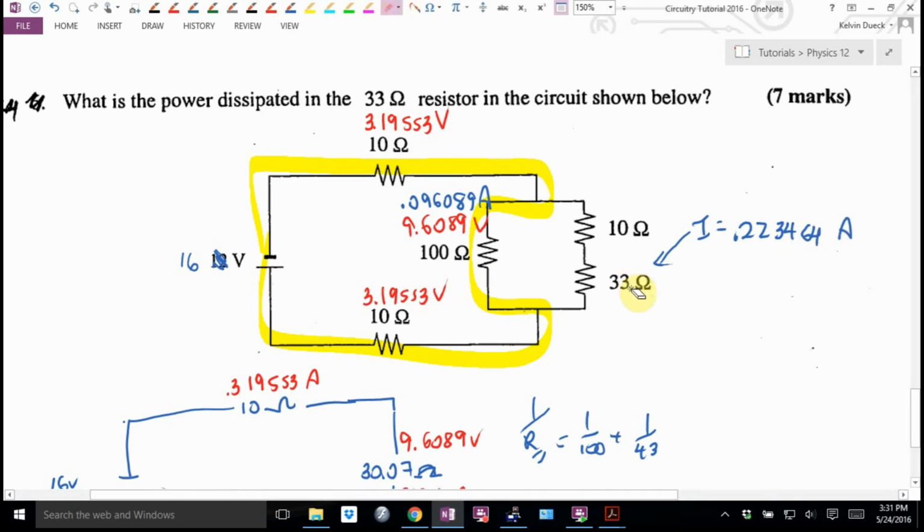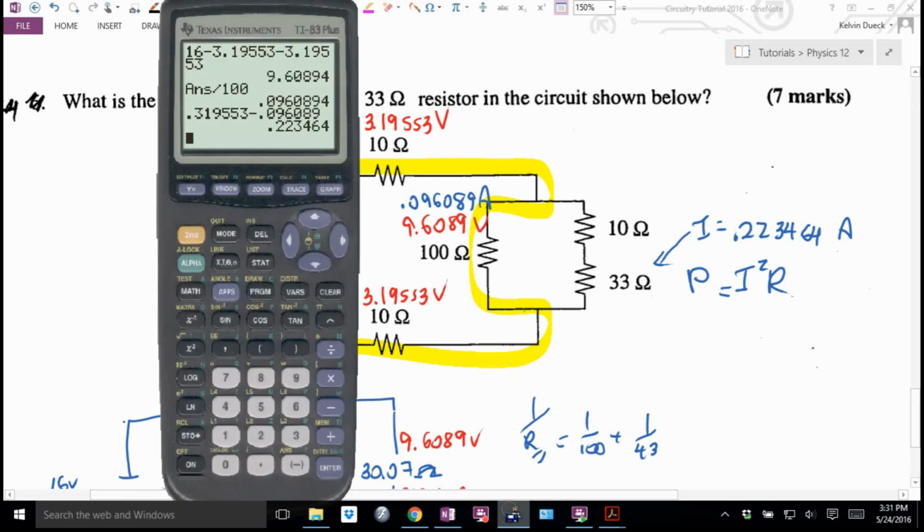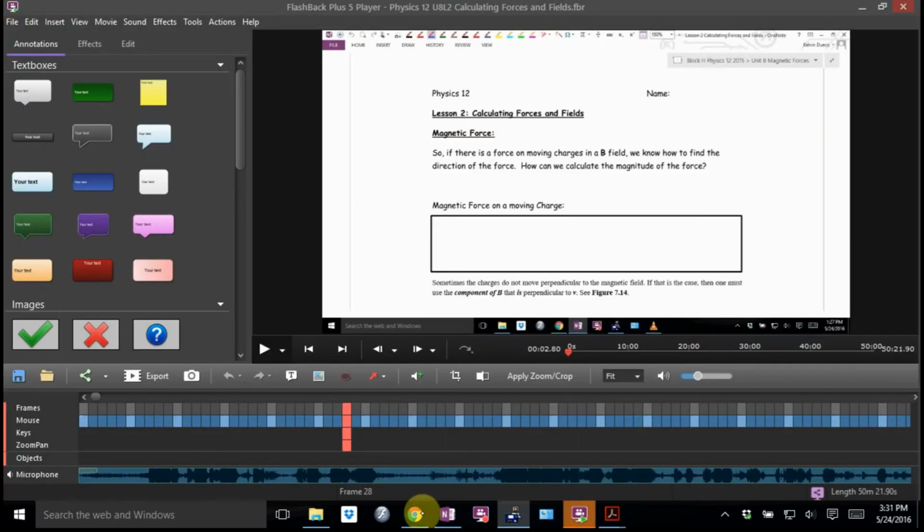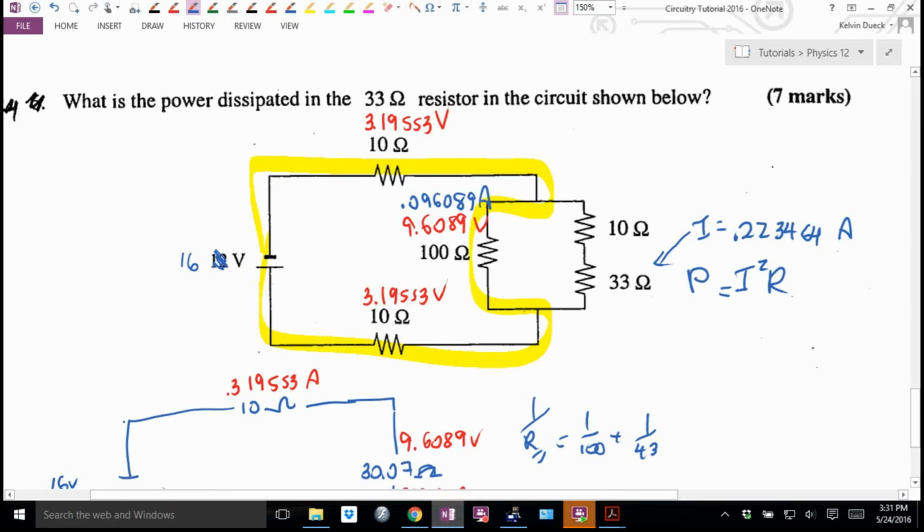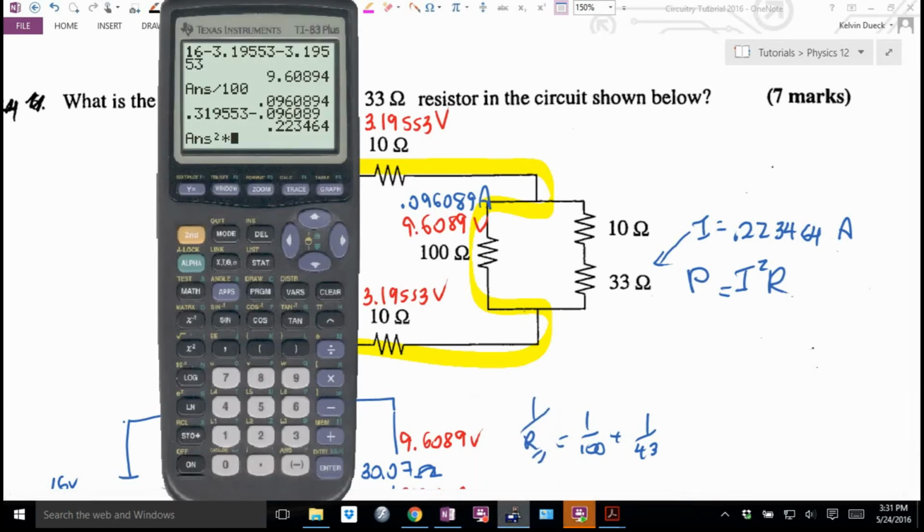Just this one. 33. This is where, if I had it at my fingertips, I would use the I squared R. You could now find the voltage. You know I, you know R. You can go V equals I times R, and then you can use power equals VI. But the fact that we're sitting there, I would go I squared times 33. And I would say, oh, 1.65 watts.